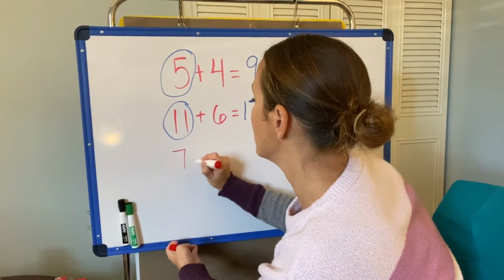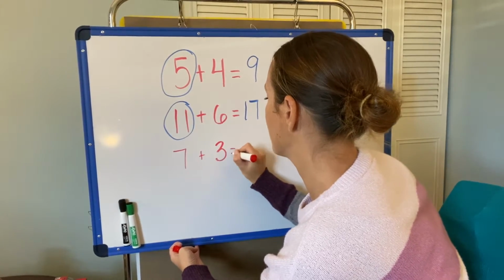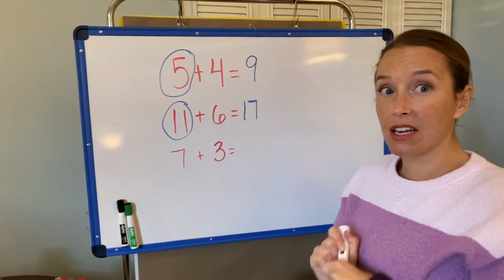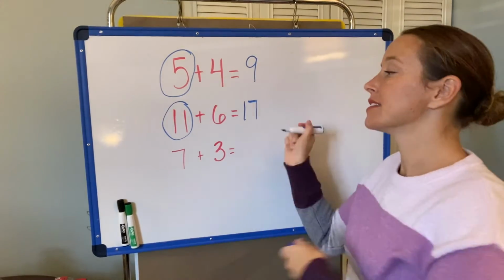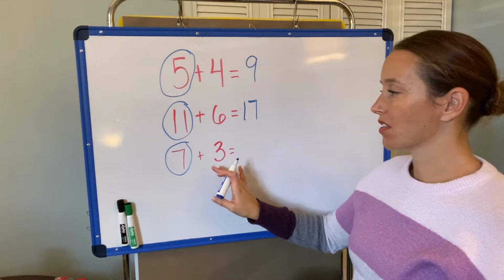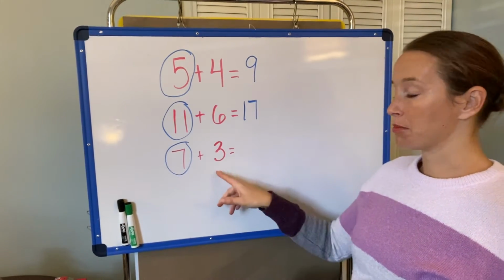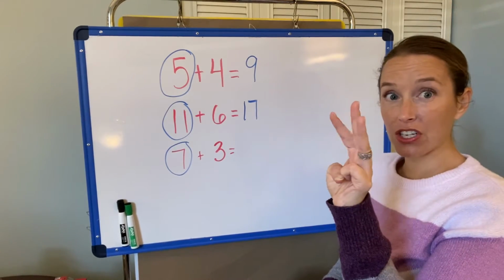Let's do 7 plus 3. Okay, the big number is 7 and the small number is 3. I circled my big number. I'm going to put 3 on my fingers. You're going to put 3 on your fingers too.